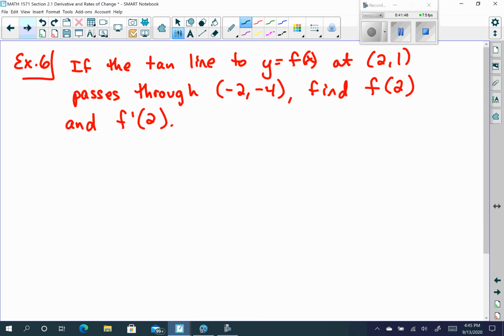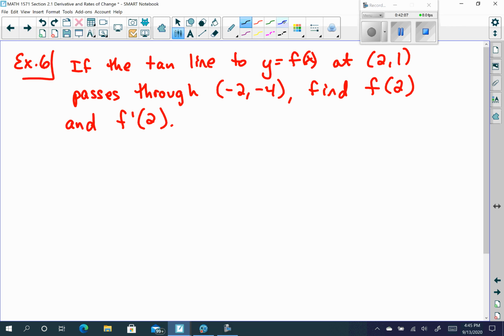Okay, again, pause the video to copy down this problem. Again, it's not as lengthy as going through the definition of a derivative. We're not given a function here. But it does say if the tangent line to y equals f of x at 2, 1 passes through this point, negative 2, negative 4, find f of 2 and find f prime of 2.